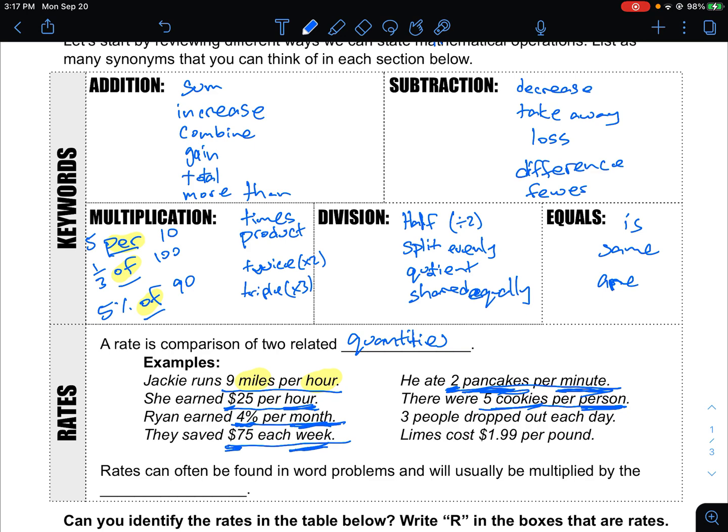3 people dropped out each day. This one's a little bit tougher to see, but the quantity is 3 people dropped out. So the two things being compared are people dropping out and each day. Day is the other quantity. Finally, limes cost $1.99 per pound. So the two things being compared are the money and the pounds.